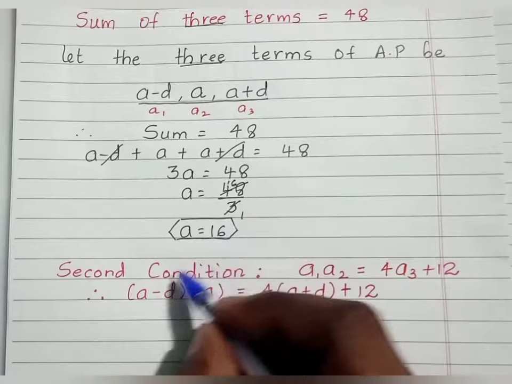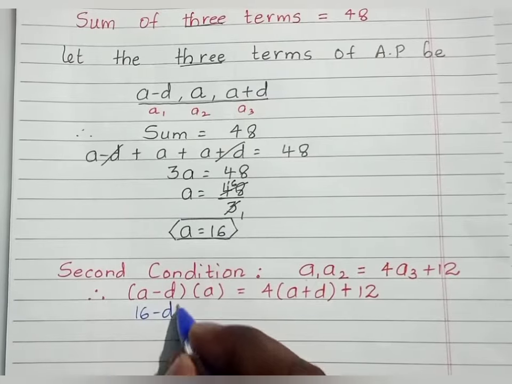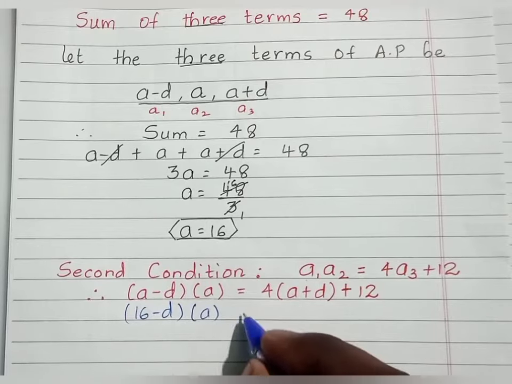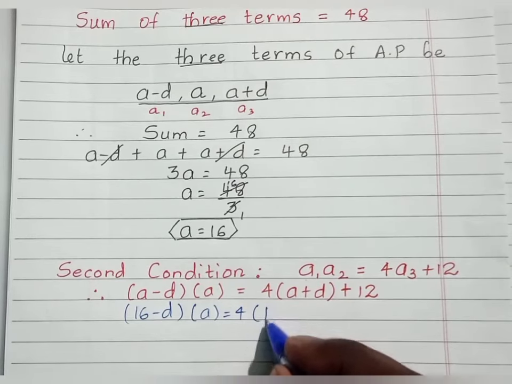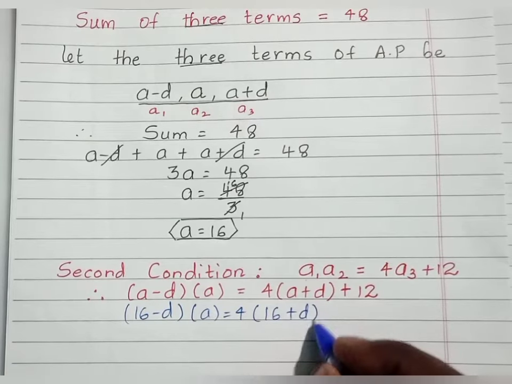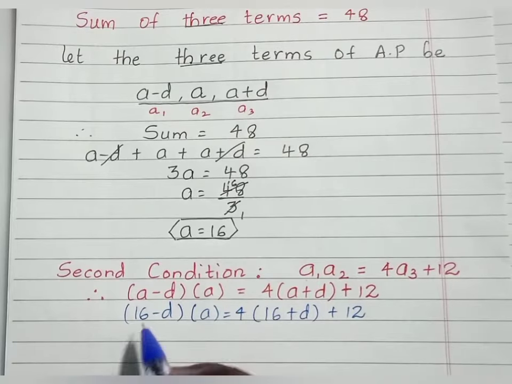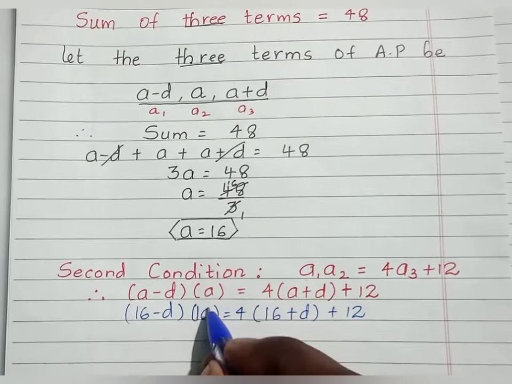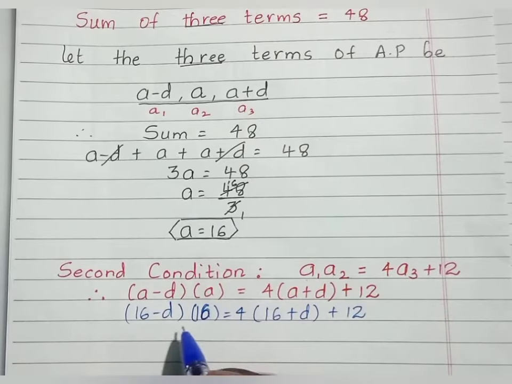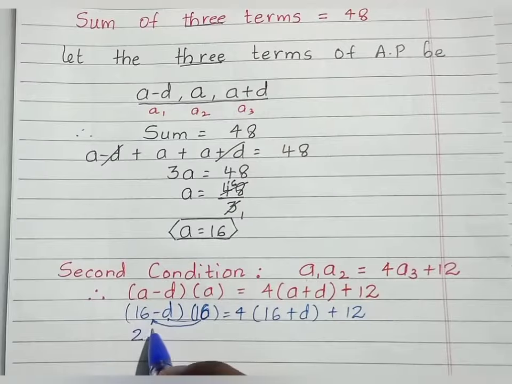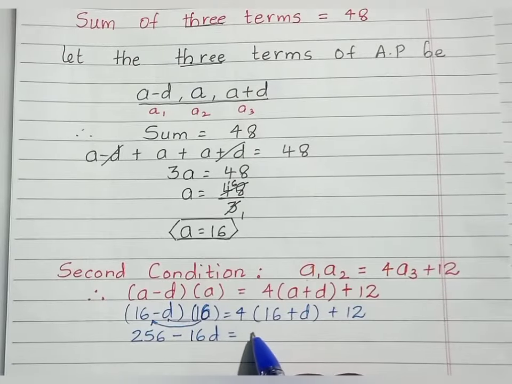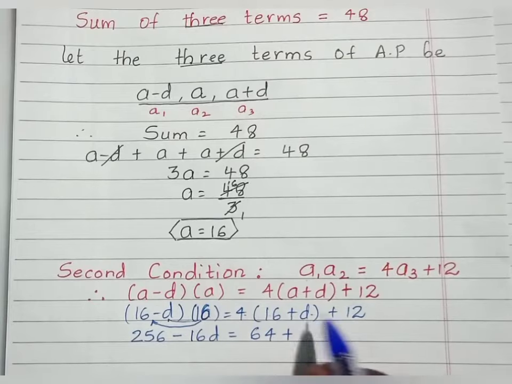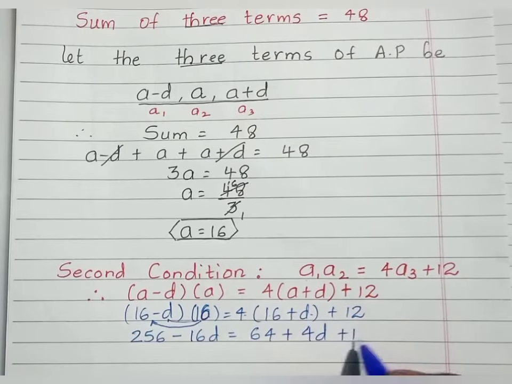Now substitute the value of a. 16 minus d into 16 equals 4 times 16 plus d plus 12. So I have not written the value of a. So substitute the a value as 16. Now multiply monomial and a binomial term. 16 into 16 is 256 minus 16d equals 4 times 16 will give 64 plus 4 times d is 4d plus 12.